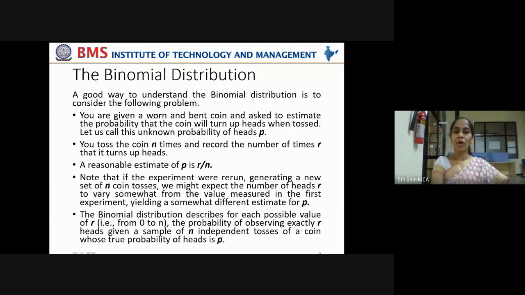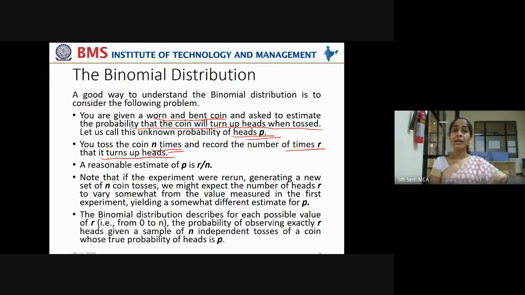Now you are given a worn and bent coin and asked to estimate the probability that the coin will turn up heads when tossed. Let us call this unknown probability of heads P. Now you toss the coin n times. You are repeating the coin toss n times and record the number of times R that it turns up head.